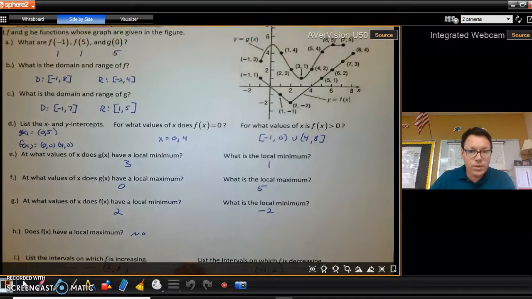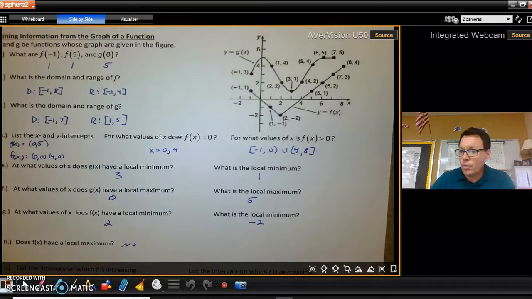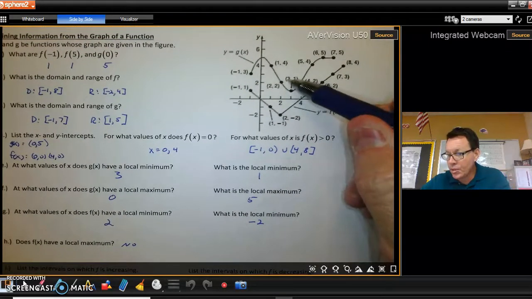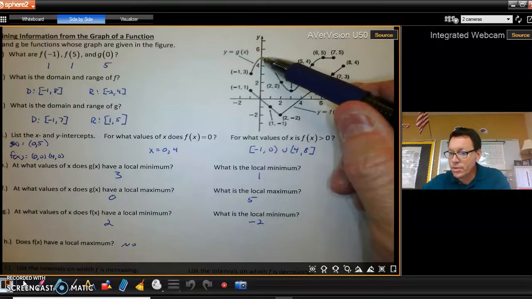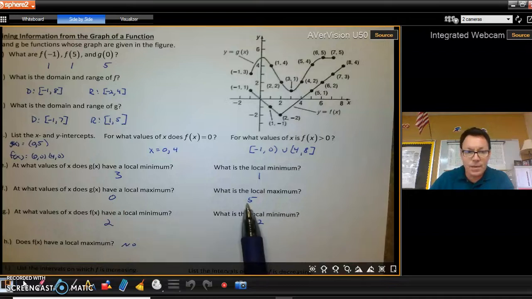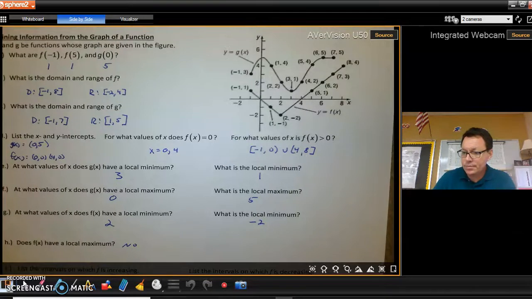At what x value does g of x have a local minimum? Here's my local minimum at 3. What is the local minimum? 1. At what x value does g have a local maximum? Well, this is the point (0, 5). So at 0, and that maximum is 5. f of x has a local minimum at 2. That minimum value is -2. There is no maximum for f of x.